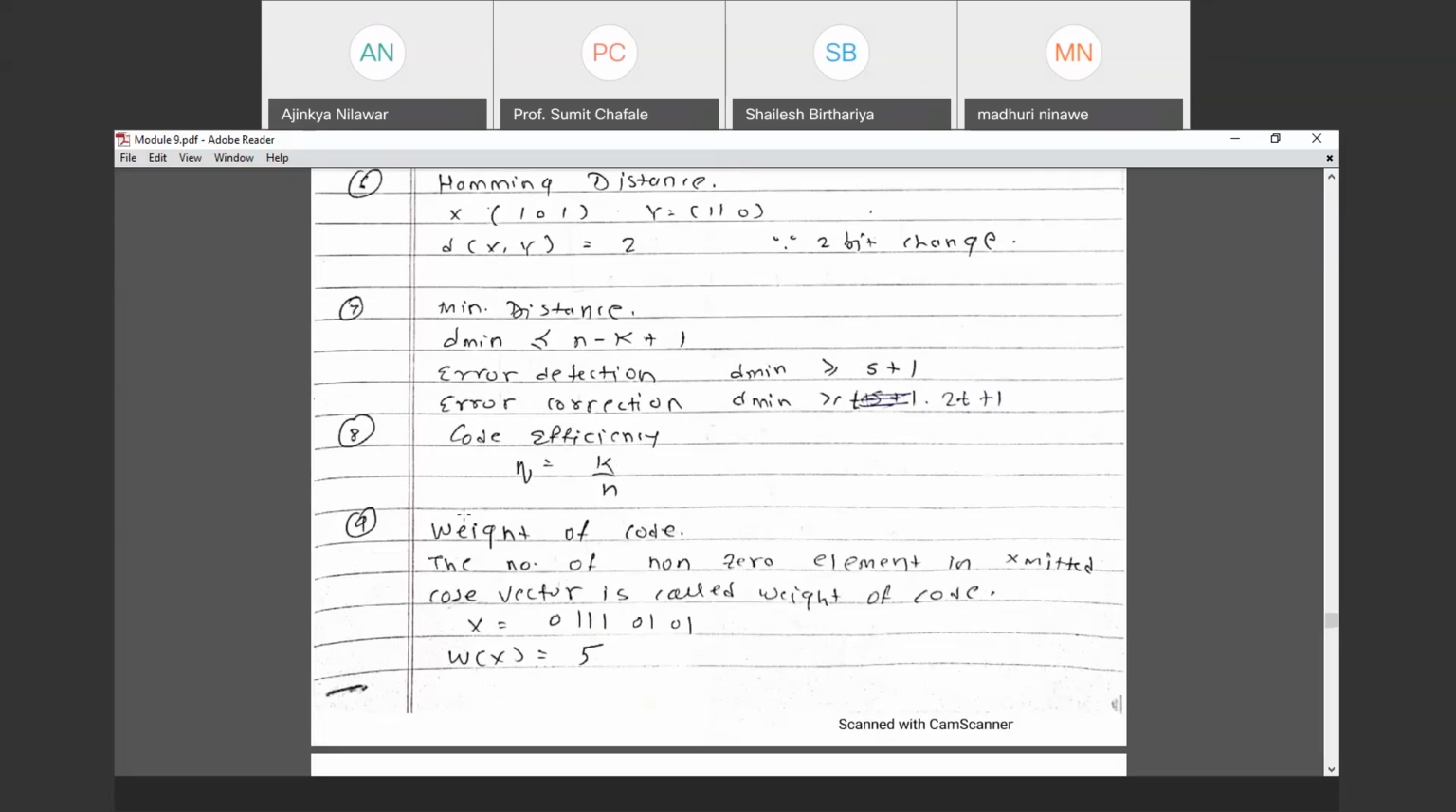And one more parameter is the weight of a code. Whenever digital communication is there, the weight of a code means the number of ones in the entire code. So let us consider this. Here we have 1, 2, 3, 4, 5 ones. Hence the weight of this code will be 5, right?